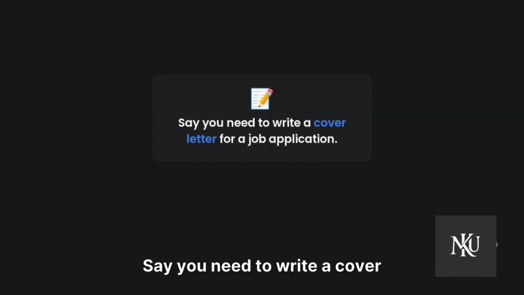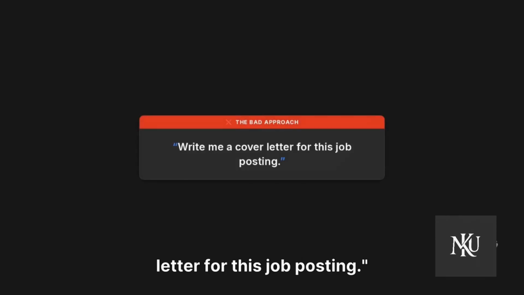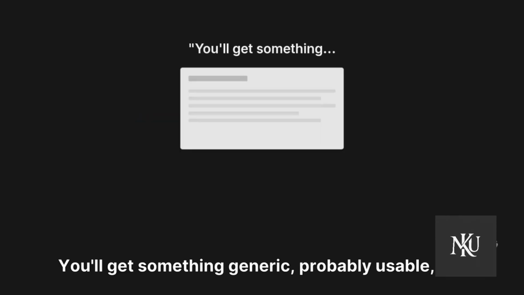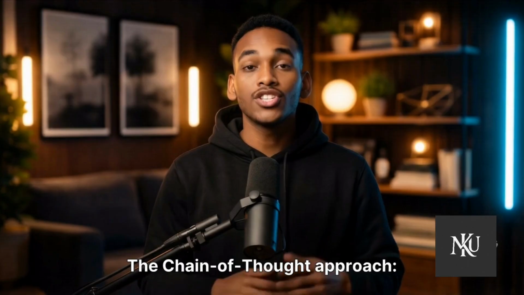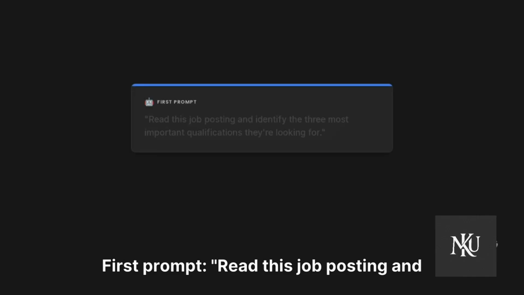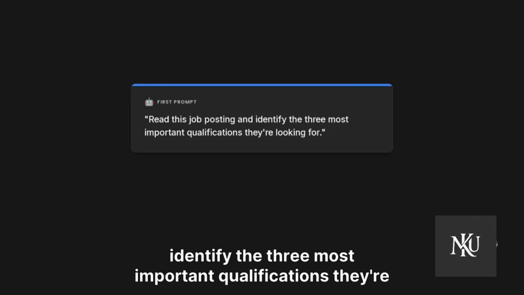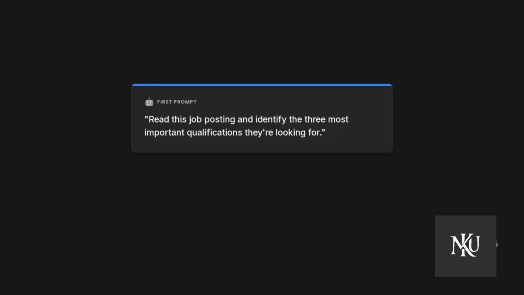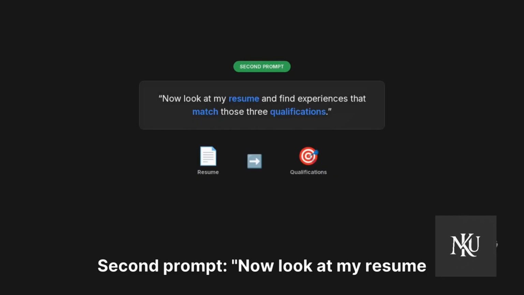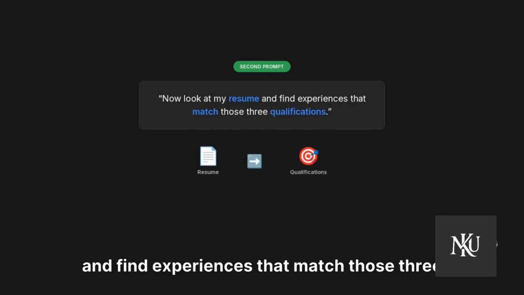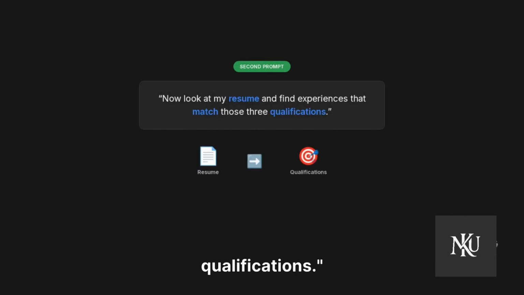Say you need to write a cover letter for a job application. The bad approach? Write me a cover letter for this job posting. You'll get something generic, probably usable, but definitely not great. The chain of thought approach. First prompt, read this job posting and identify the 3 most important qualifications they're looking for. Second prompt, now look at my resume and find experiences that match those 3 qualifications.